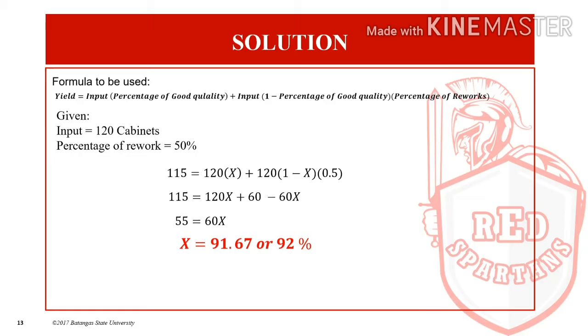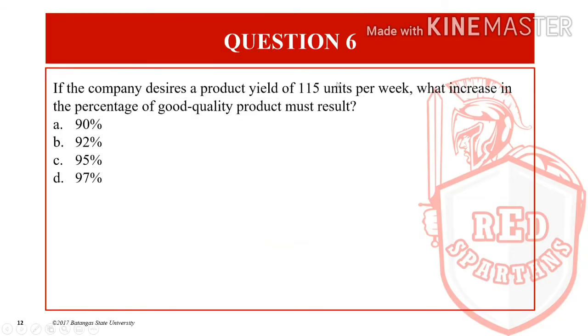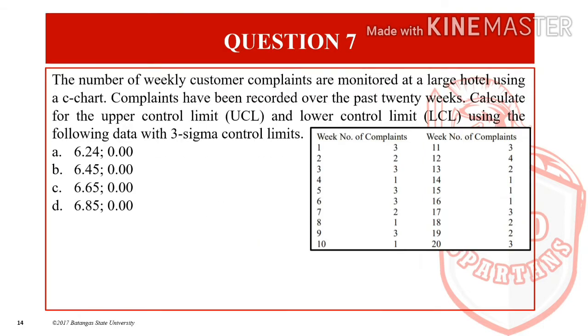So, yung gagawin lang natin, since meron tayong yield na kailangang i-obtain na 115, so 115 is equal to 120 yung ating input, then kukunin natin yung value ng x wherein x is the percentage of good quality. So, equate lang or substitute lang. Then, lalabas dyan ang value ng x is 91.67 or 92%. So, meaning para ma-achieve natin yung 115 units na yield or good quality units, dapat meron tayong 92% na percentage ng good quality.